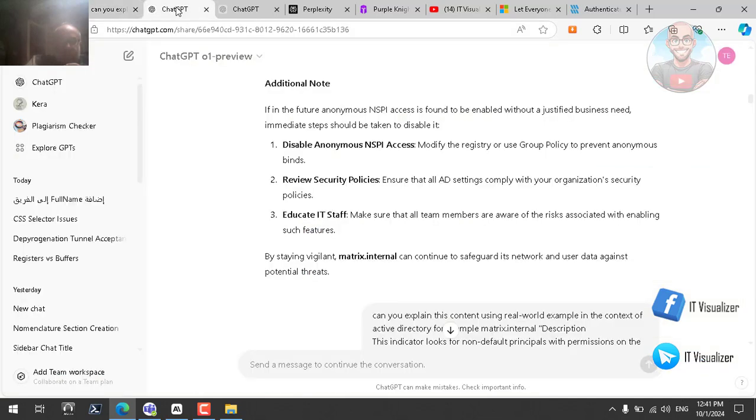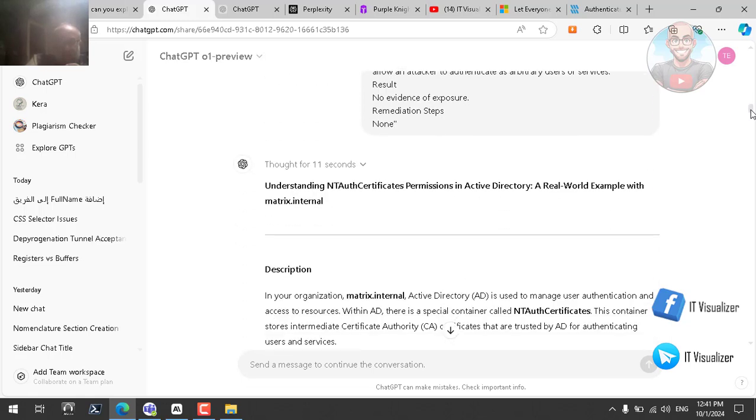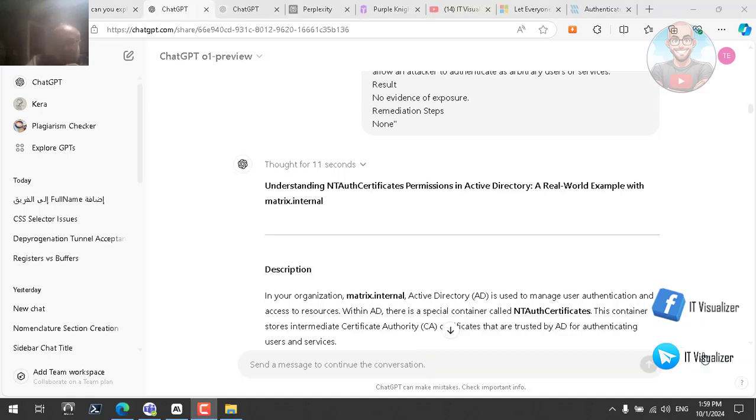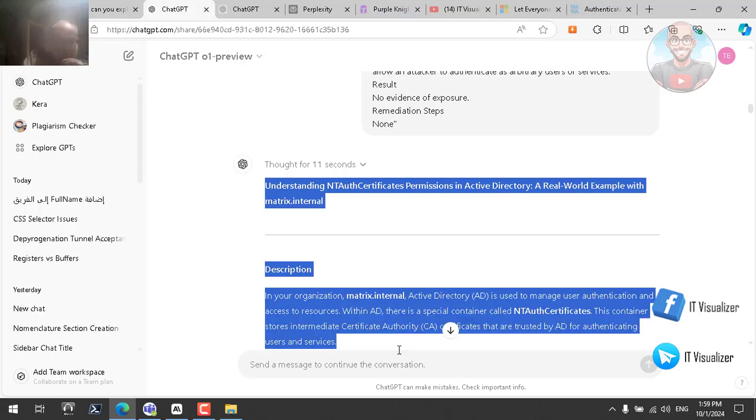If you go to ChatGPT, let's see the answer, but actually I need to stop for a minute. So here we can see the answer of ChatGPT o1, but I will wait for a moment and come back. So let's continue, guys. Here we will see what ChatGPT o1 will say about the NTAuthCertificates container and why it is very important to protect this container in Active Directory.